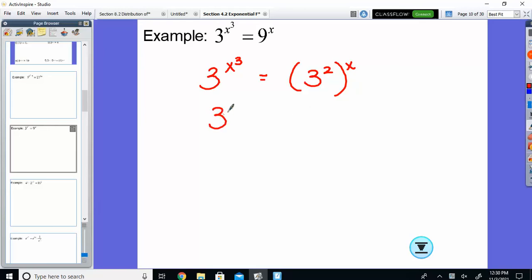And with those exponents, if you have a power to a power, what do you do? So 3 to the x cubed equals 3 to the 2x. So at this point, we have a base of 3 on each side. So now we would set the exponents equal to one another. So x cubed equals 2x.